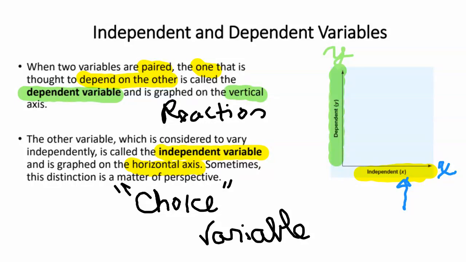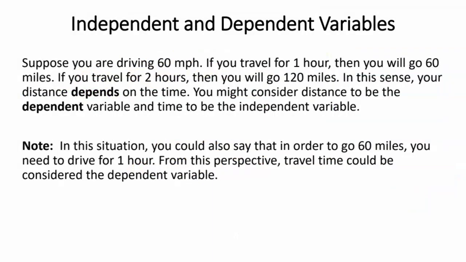The odometer moves. So, with that said, here we go. Okay. Suppose you are driving 50 miles per hour. Notice mph, per hour. Now, if you travel 1 hour, then you go 60 miles per hour. If you travel 2 hours, you're going to go 120.